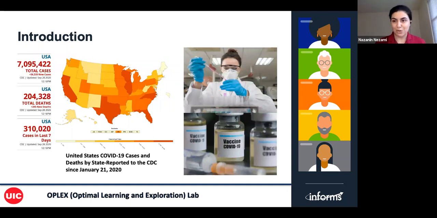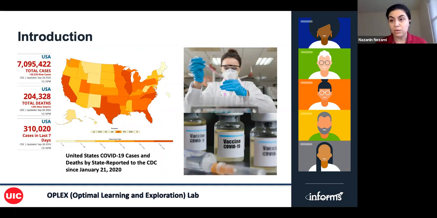A little bit of an introduction. Today, as we're talking, COVID-19 is still spreading in the US as well as across the globe. If you look at the CDC website, you can see that the coronavirus is spreading in different regions in the United States. And as of today, more than 200,000 people have lost their lives to the virus.